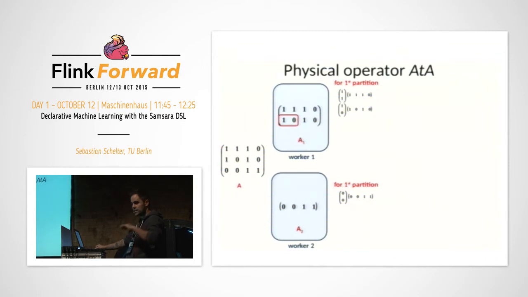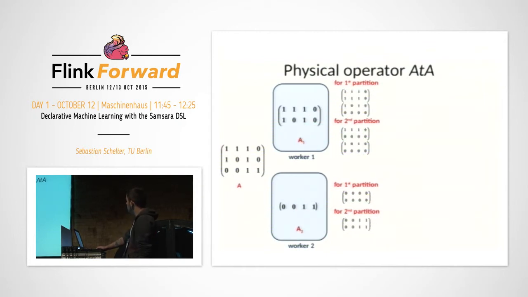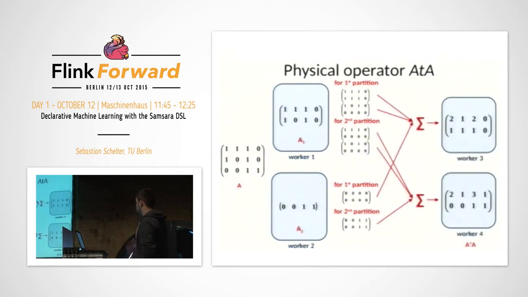And now in the next step, we compute the intermediate results for the second partition. So here we do the same thing, but we use the rightmost half instead of the leftmost half. So again, half of the vector, outer product with the vector. We do this in parallel for both of them. We compute the intermediate results. And now the only thing that is left is to sum them up using a distributed aggregation.